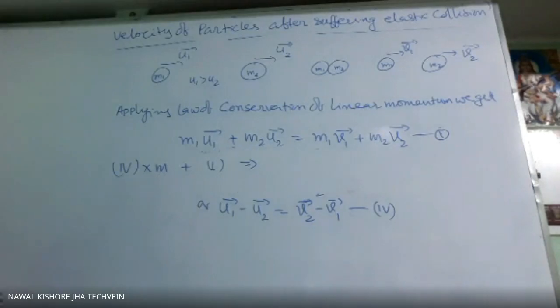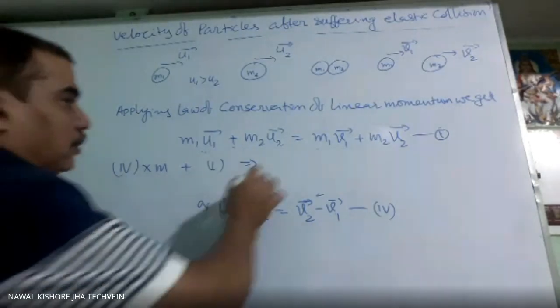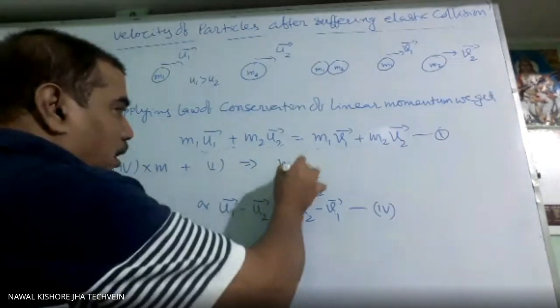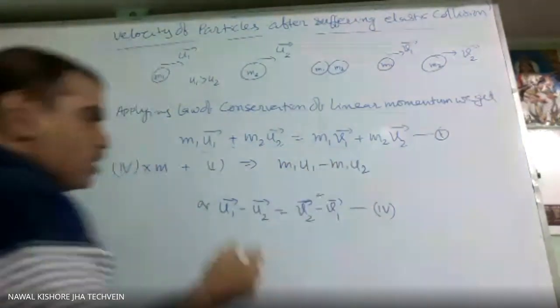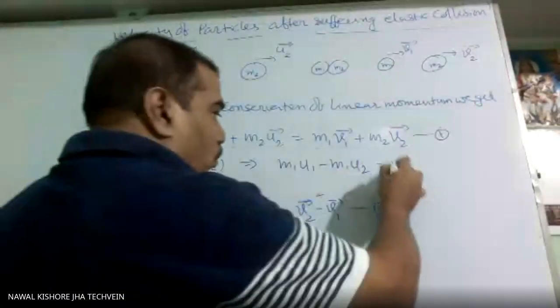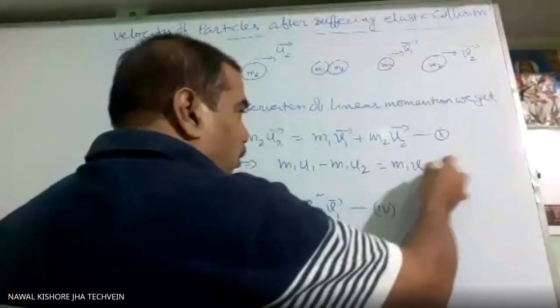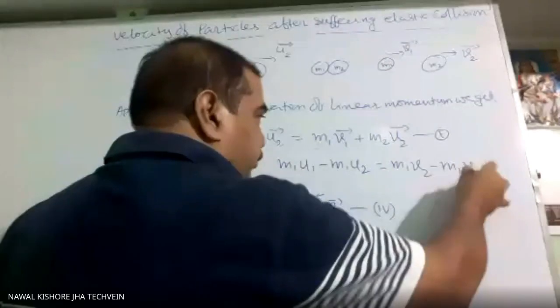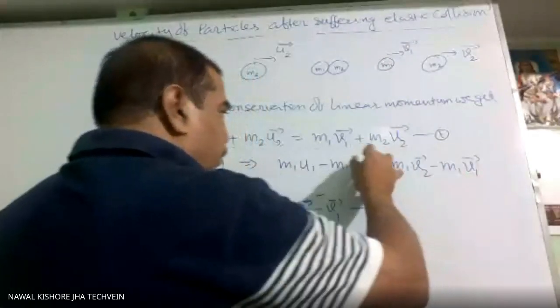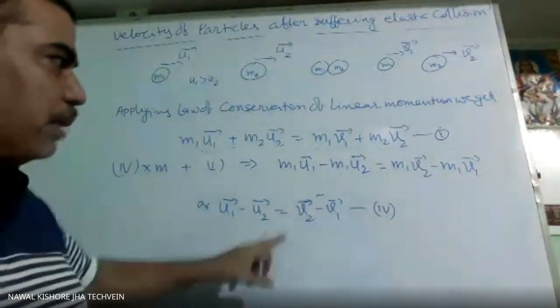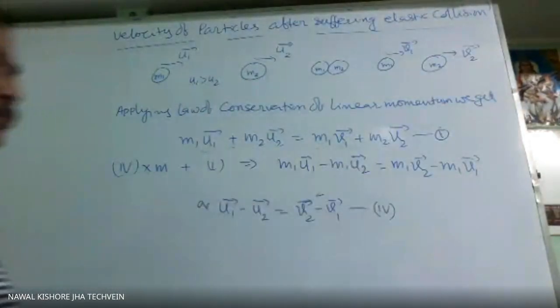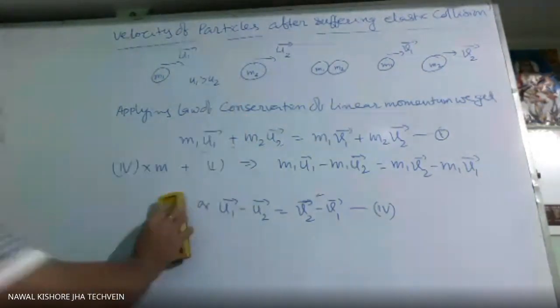What will you get? So this is M1 U1 minus M1 U2 equal to M1 V2 minus M1 V1. All are vector only. So this fourth one is multiplied by M1. Now we'll add this one.